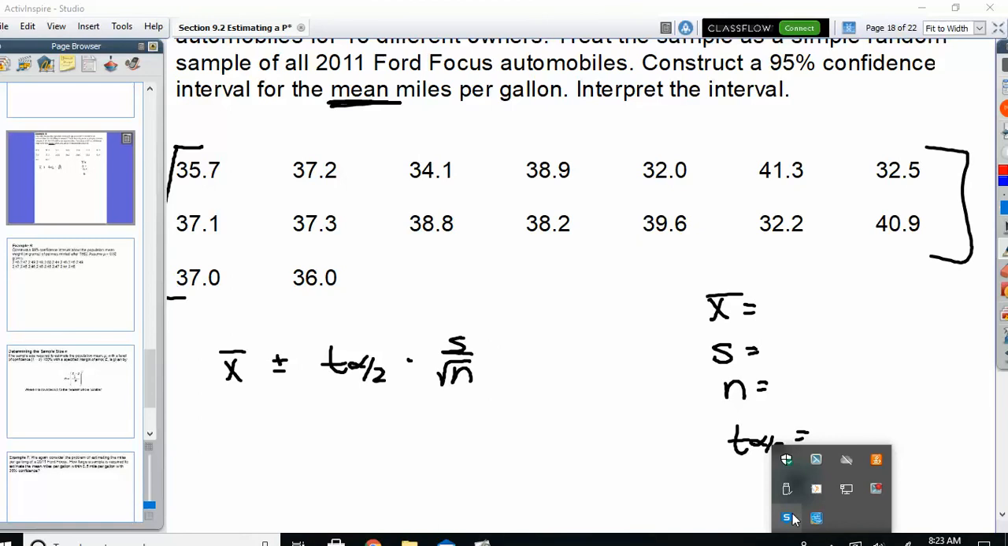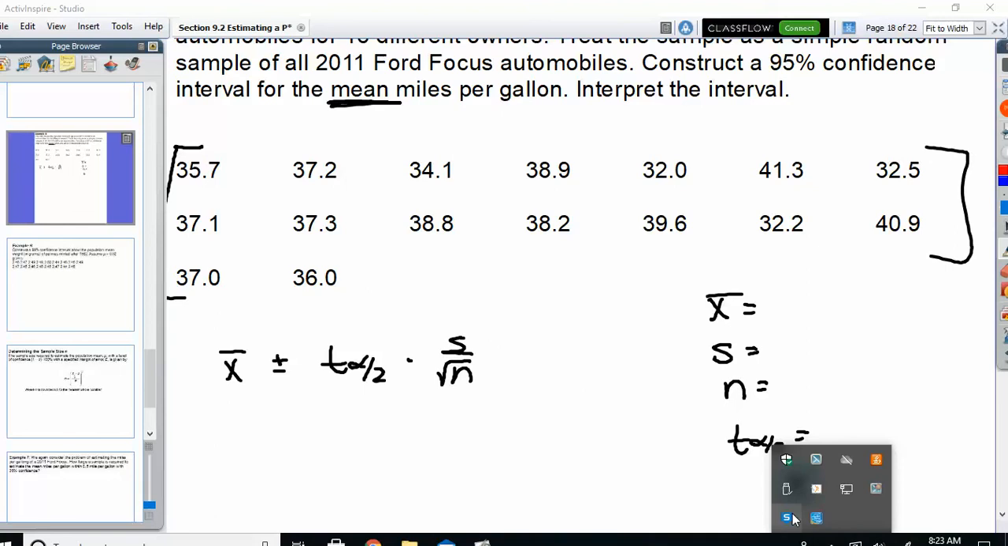So that could be Stat, over to calculate, one variable statistics. And then we don't want anything in our frequency list. All right, and then enter through all of that.